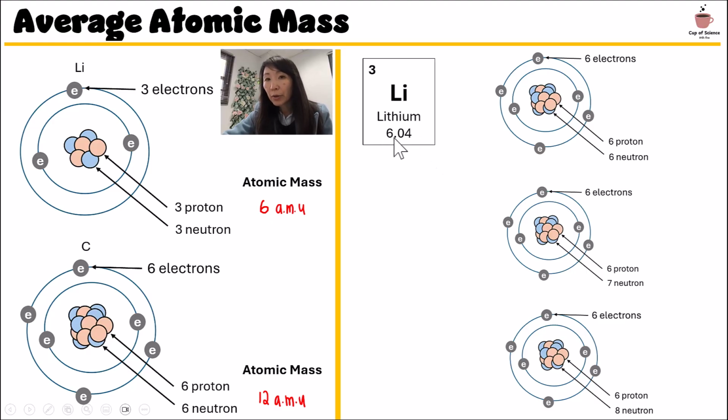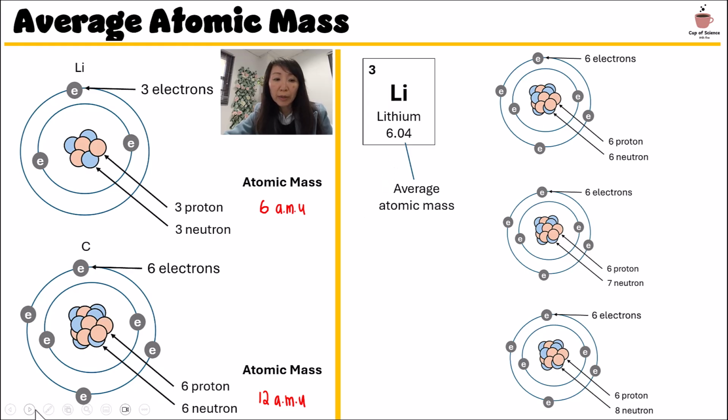So when we look at a periodic table, however, let's say for lithium, you see this value underneath, 6.04. You might have seen or heard that this is the mass. Well, if this is the mass, then what is this? What's the difference between 6.04 and 6? Why is it just not 6? This right here is not the atomic mass, but rather the average atomic mass.